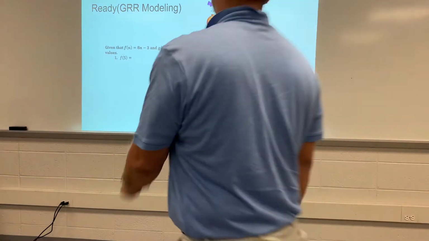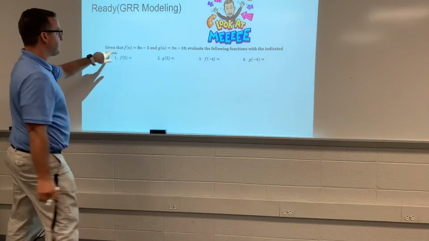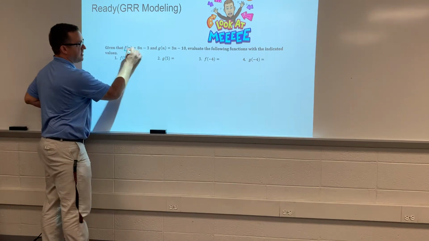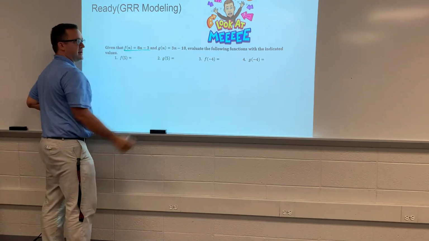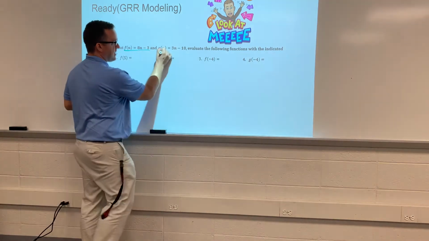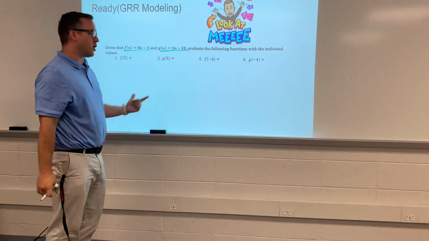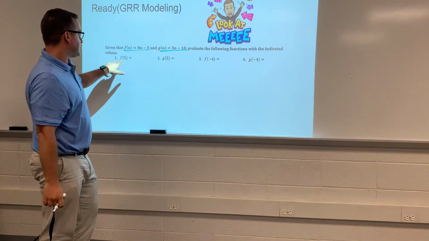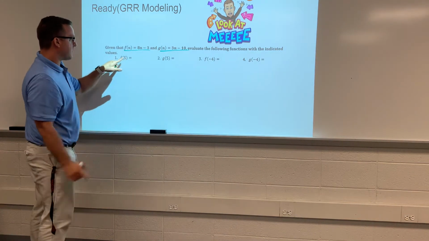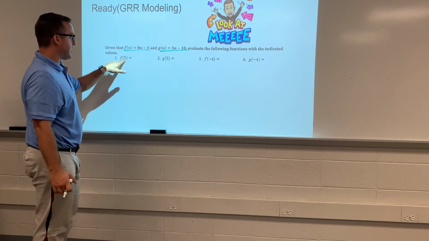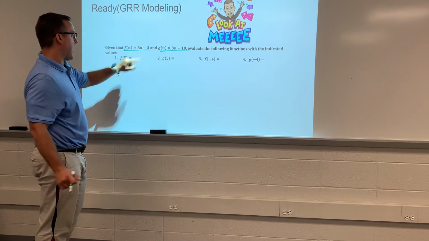All right, so let's look at our functions here. So we have three functions. F of n equals 8 times n minus 3. G of n equals 3 times n minus 10. And we're going to use function notation. So it says f of 5. Well, this basically just says substitute 5 in for n.